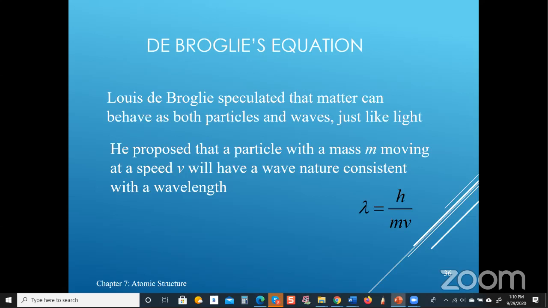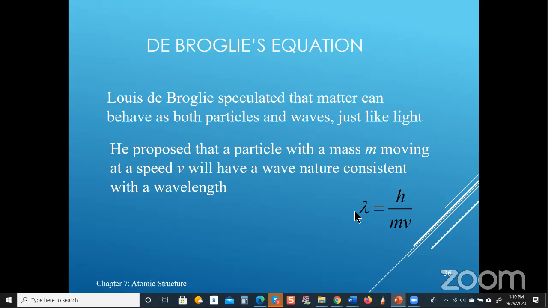Now, this guy, he came up with an idea based on what we discussed earlier. He said that if radiation can exhibit particle and wave-like properties, then any object, any particle that is moving should be able to display wave-like properties as well. So therefore, he did some theoretical work and he came up with this simple equation which relates the wavelength of a moving particle to the mass and velocity.